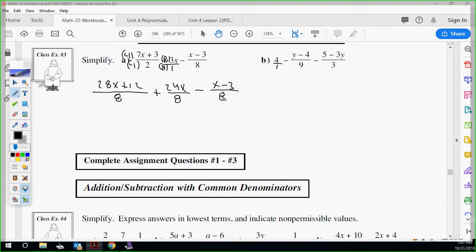All right. So we have 28 plus 24 is 52. Minus 1 is 51. So 51x, what I have for my x's. 12 minus a negative 3 is plus 3, so 15 all over 8. Okay, just a lot of simplifying.